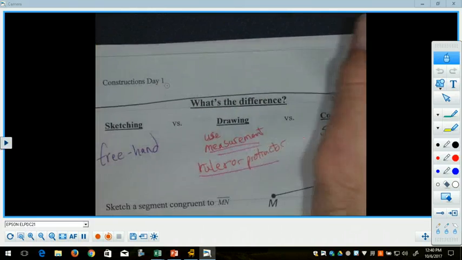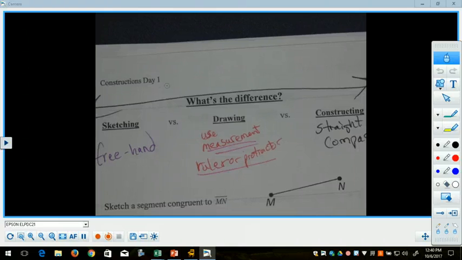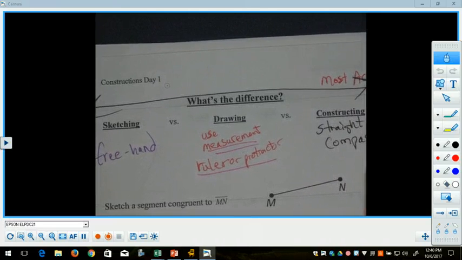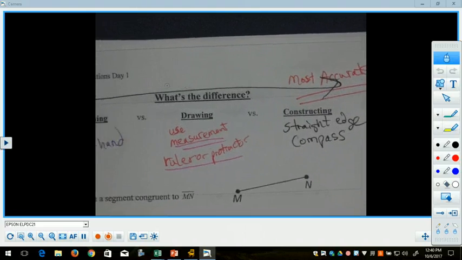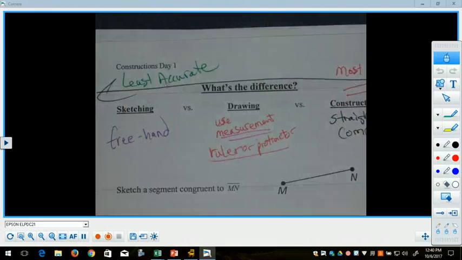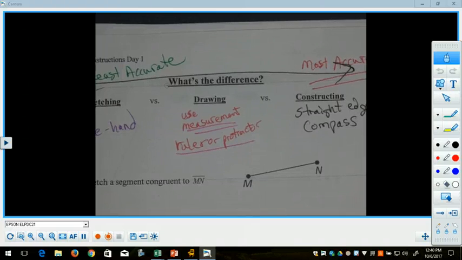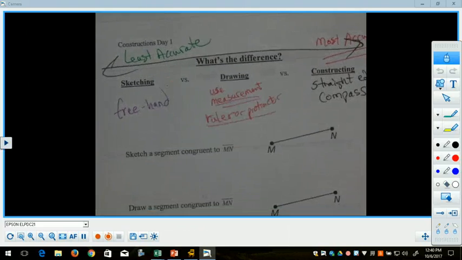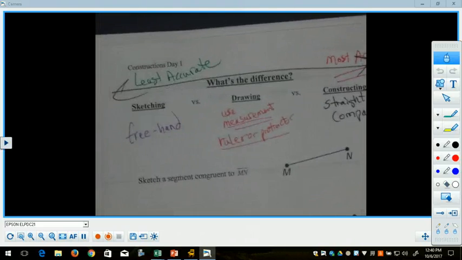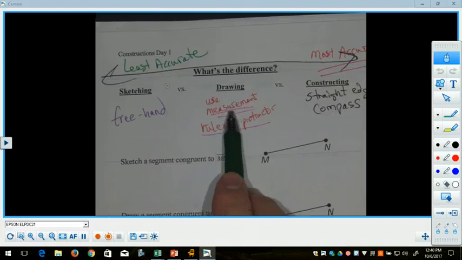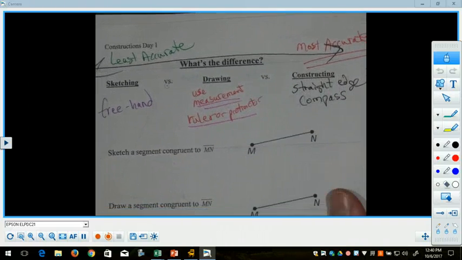So if we're looking at this as a continuum of things that are accurate versus not accurate, constructing is the most accurate, assuming that your compass is being used correctly and is locked, and freehand is the least accurate in terms of having a visual representation. Freehand is great. We do it all the time in geometry to sketch pictures and get an idea of what it's going to look like, but it's not going to give us an accurate drawing or something that's to scale. Drawing to scale can be good if we have measurements. Constructing is more precise though than that.